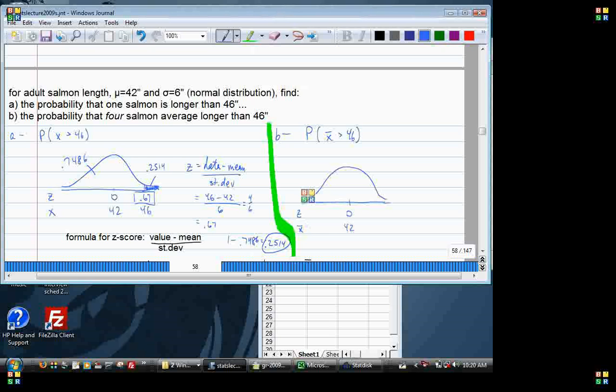So, first of all, these are X bar values. Now we need to check something. We need to make sure that we have got the right information. What is the mean for X bar? Is it still 42? Yes, that's what we just figured out. The mean stays the same. Now, what else do we need to write down to help ourselves out? We're going to need the standard deviation of X bar. What's the standard deviation for X bar? Is it 6? No. What is it?